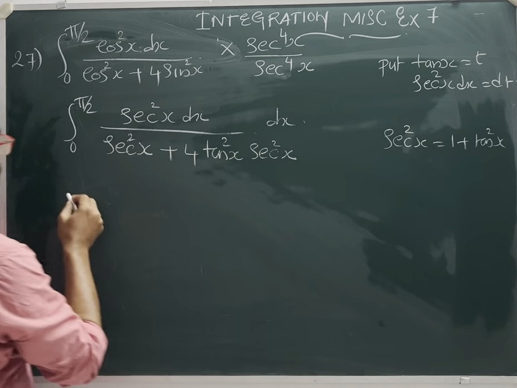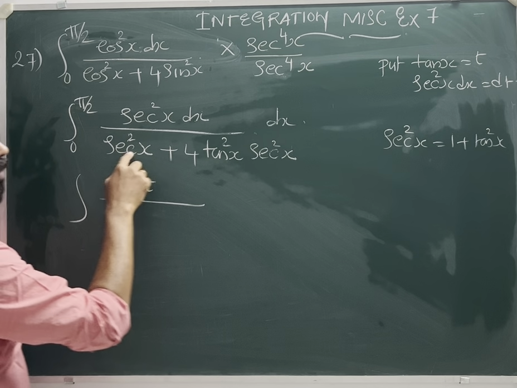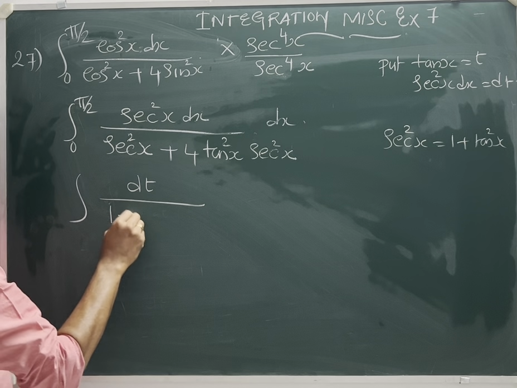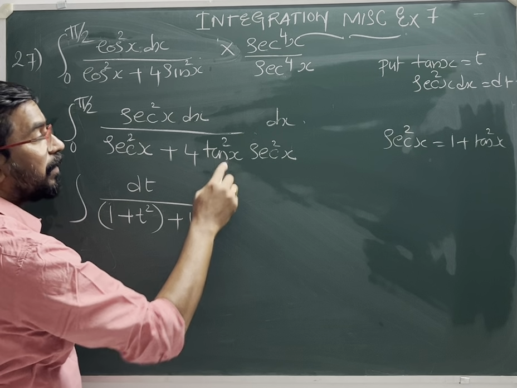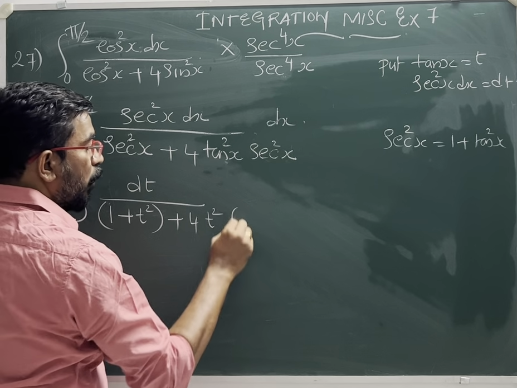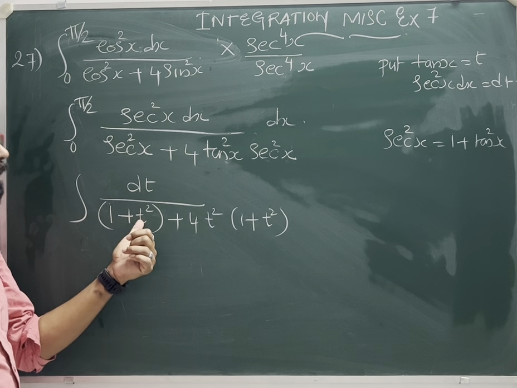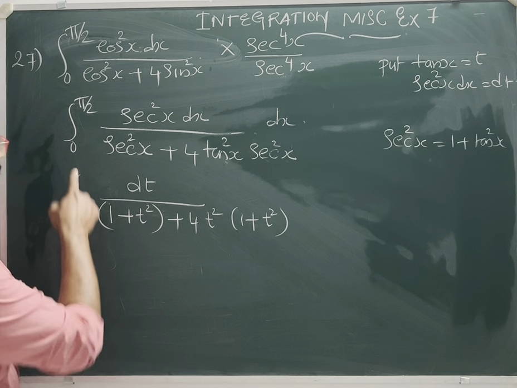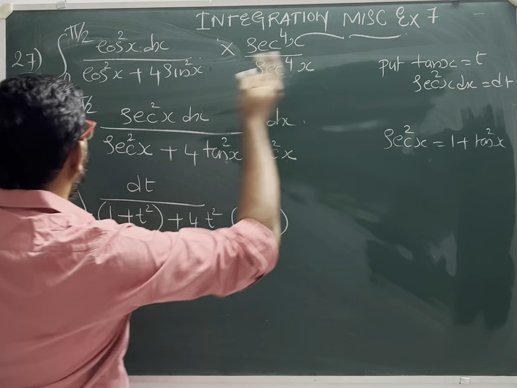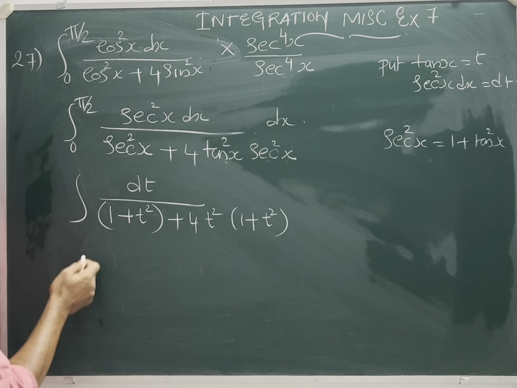So I will write this integral: this will become dt divided by, this sec square will become 1 plus tan square, that means 1 plus t square, plus 4 tan square, which is t square. Children, see, sec square I converted as 1 plus tan square. I didn't write that step, but I can take it as 1 plus t square because tan is going to be t. Now, we'll put the limit. We can put limit tan 0 here, 0, and tan pi by 2, infinity. I'm not doing it right now. Let me attend to this work first.